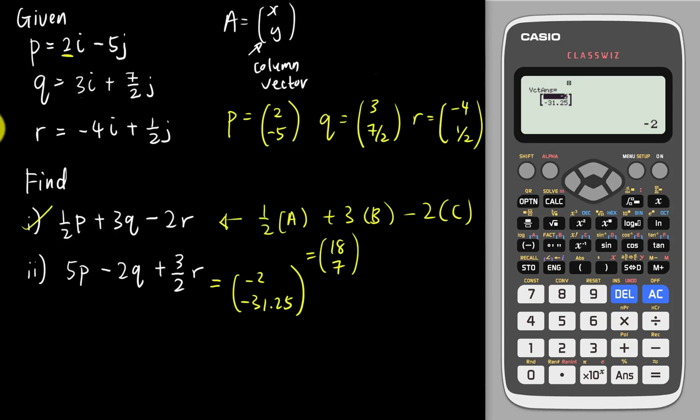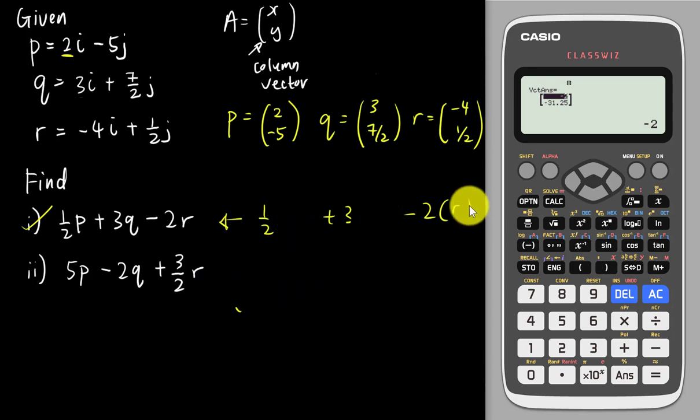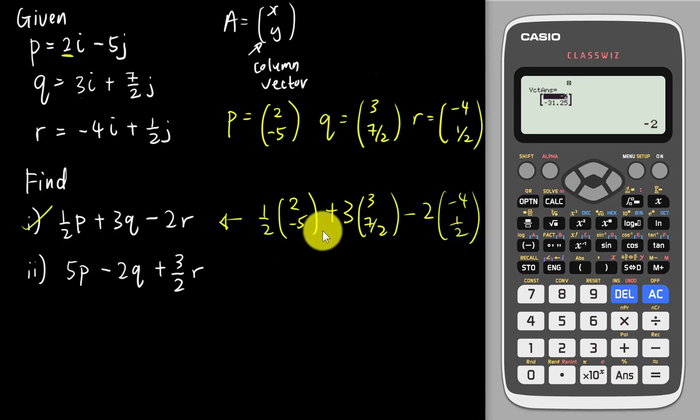Okay, so if I want to do it manually, this is normally what I would do. I will just insert all the vectors here. So half P is 2, -5, plus 3q, q will be 3, 7 over 2, and then minus 2r, r will be -4 and 1 over 2.